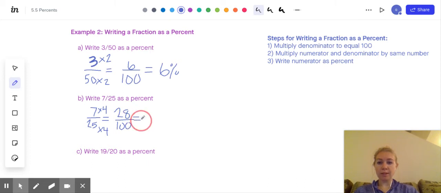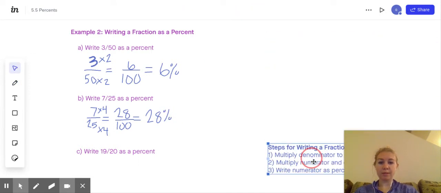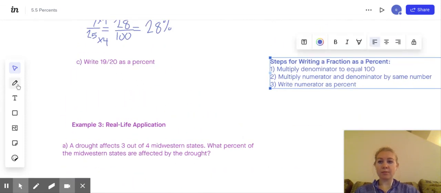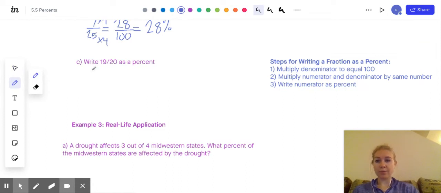And then to find the percent, we just write the numerator, the top number, as the percent, and we are done. 28%. Okay, let's try problem C. I'm just going to bring down my steps here. Problem C says to write 19/20ths as a percent. So I'm going to write 19/20ths. See if you can solve the rest of this on your own, by the way, as I'm writing this out.